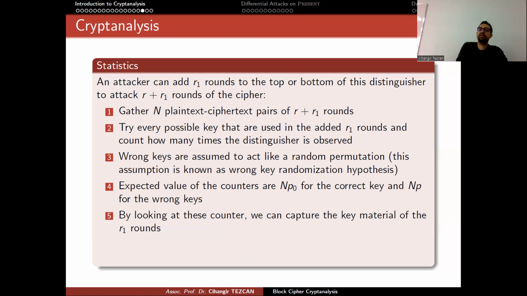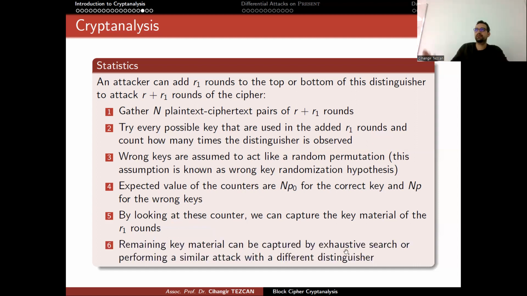Performing fewer operations than exhaustive search and capturing some key bits will be enough for us to say that this attack works, okay? You can leave the remaining part for the attacker.